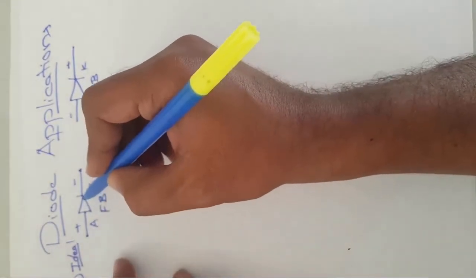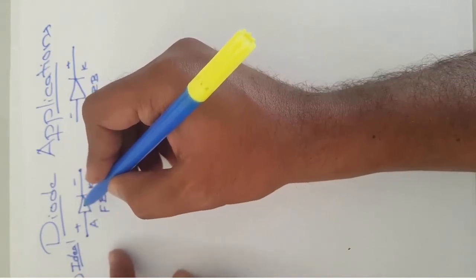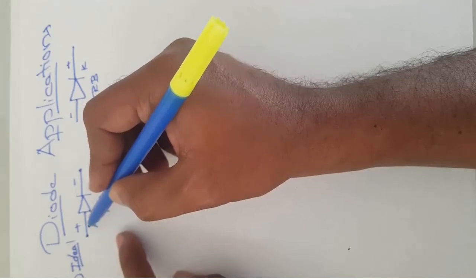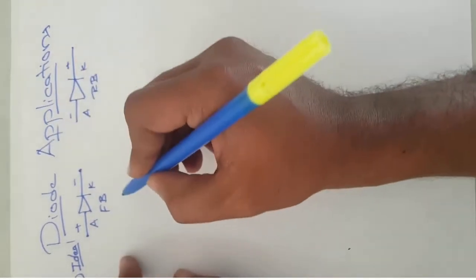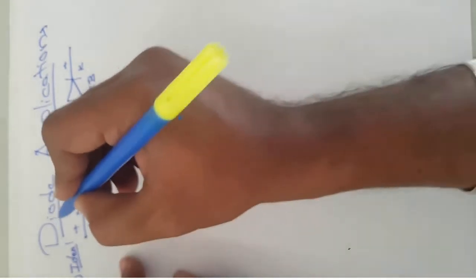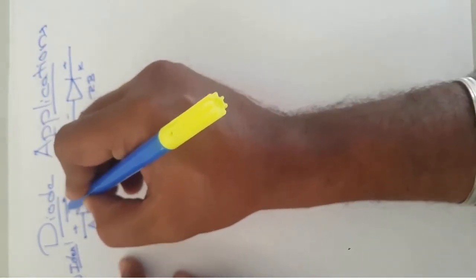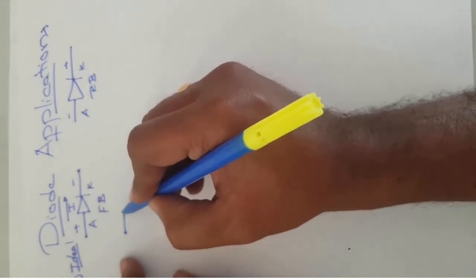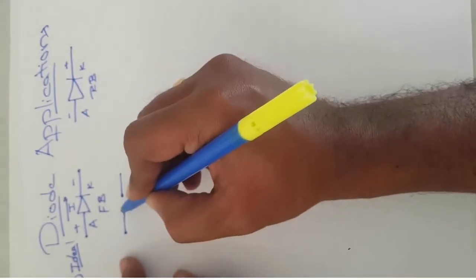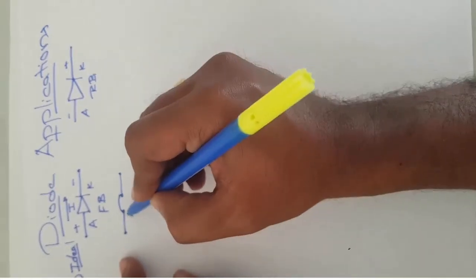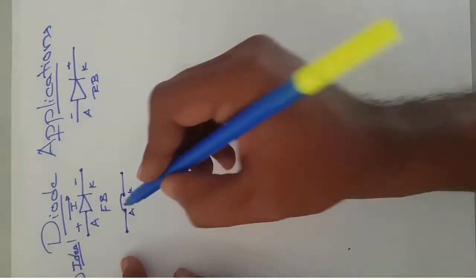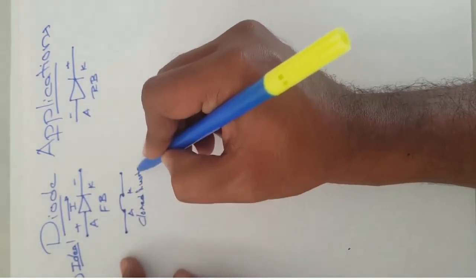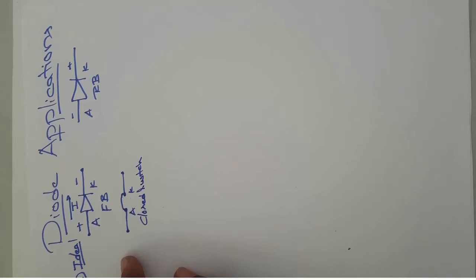Since the diode is ideal, whenever the positive terminal of the battery is connected to the anode, the diode gets turned on and the current starts flowing from anode to cathode, right? This is represented by a closed switch. This is your anode and this is the cathode. This is the equivalent circuit representation of a diode in the on condition.